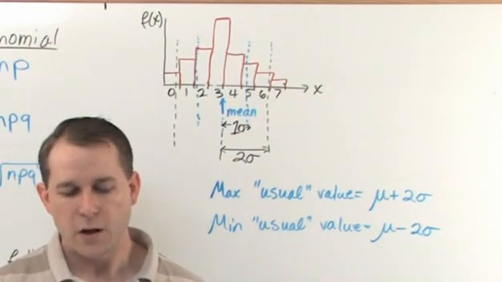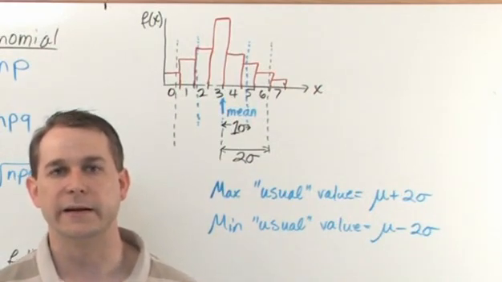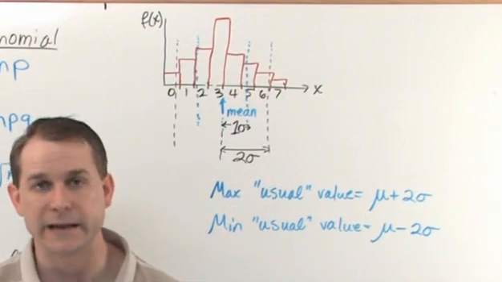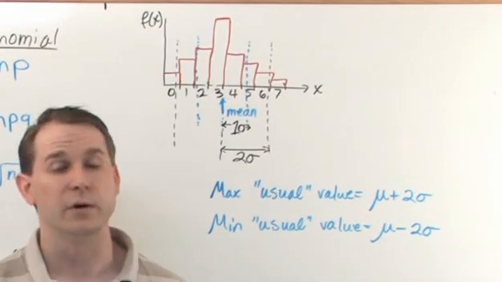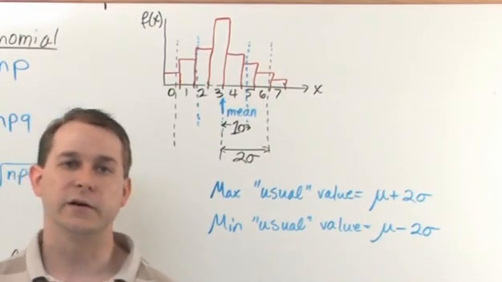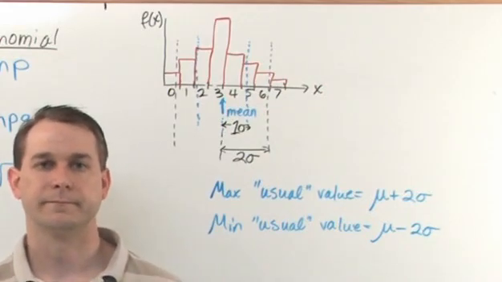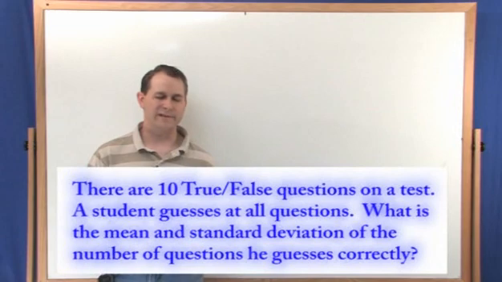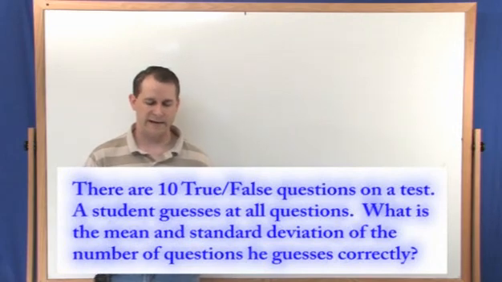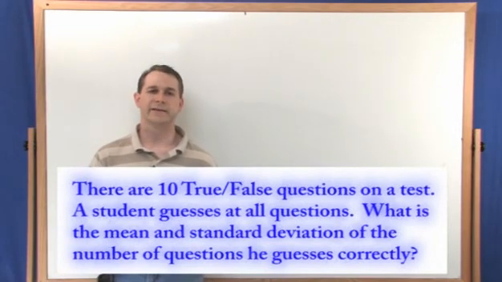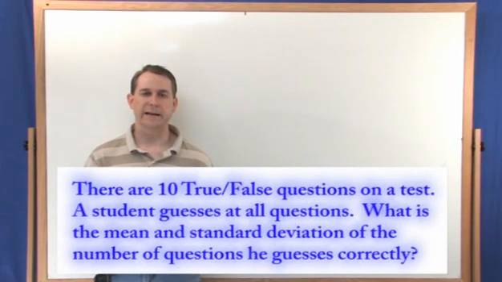So let's go ahead and work a couple of quick problems and get some experience with calculating the mean and the standard deviation of a binomial distribution, and looking at this outlier business and see if we can calculate that. Okay, the first problem says there are 10 true-false questions on a test. A student guesses at all of the questions. What is the mean and the standard deviation of this situation?